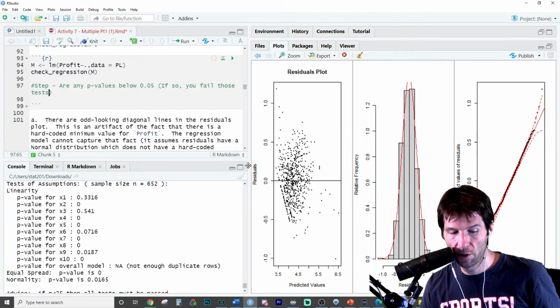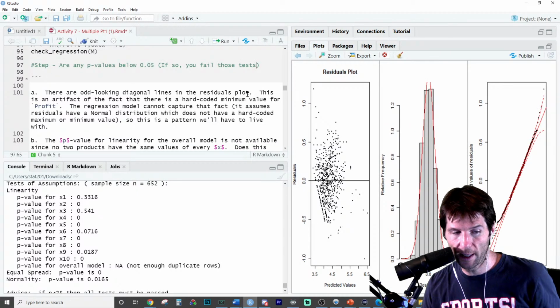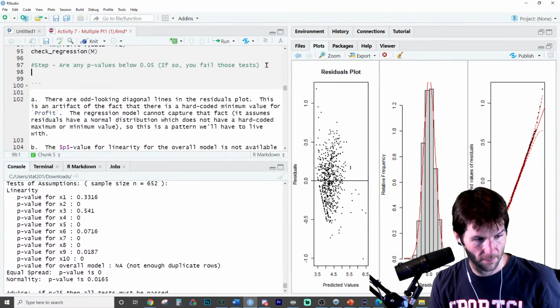So when you do check regression, you check the p-values to see if any are below 0.05. If they are, you fail those tests.